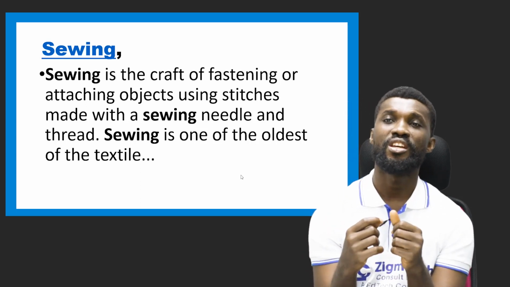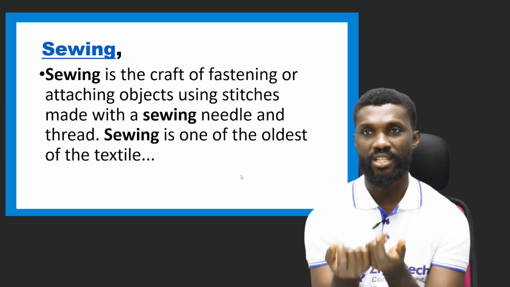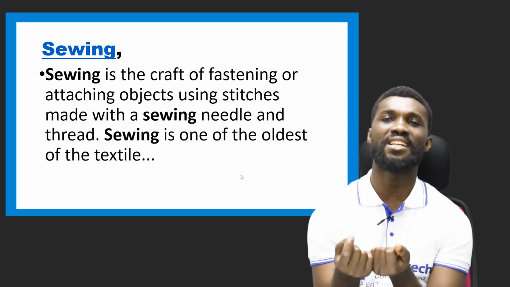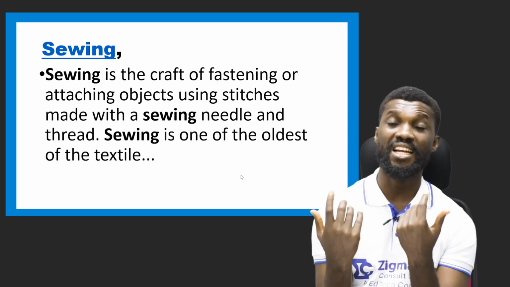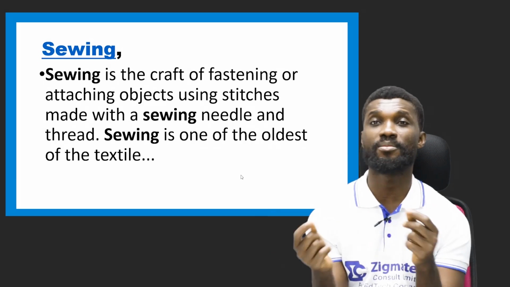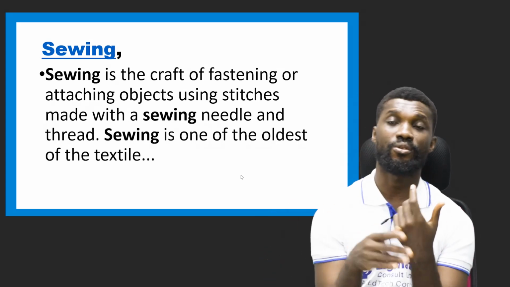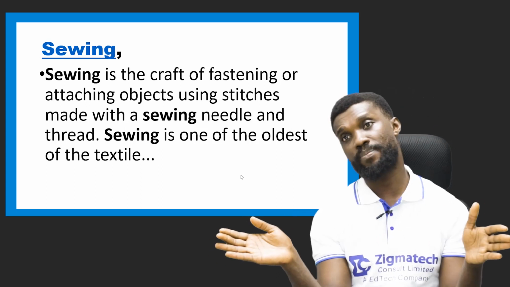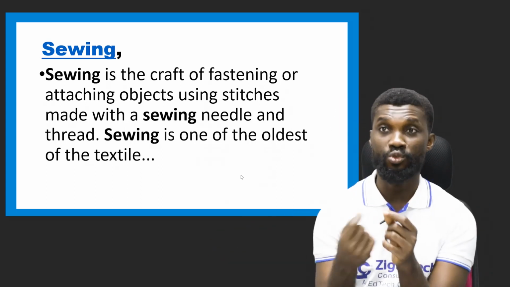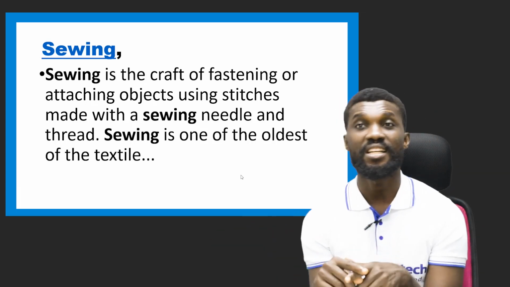Made with what? A sewing needle and thread. Sewing is one of the oldest of textile arts. The art of bringing two different fabrics and stitching them together is known as sewing. If your clothes tore, they tore apart. For you to bring them together, you need to use needle and thread to sew it. That's exactly what sewing is.